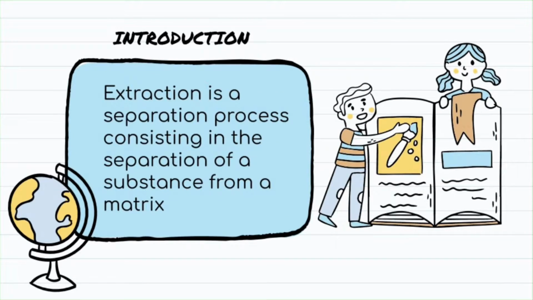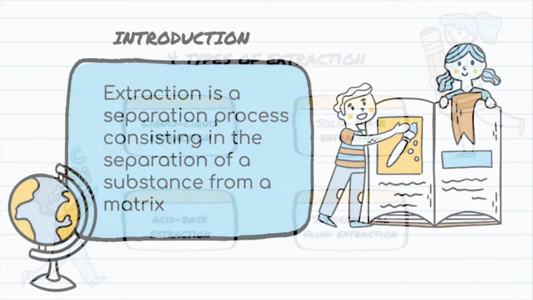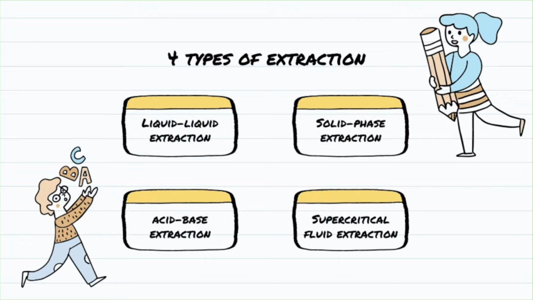Extraction is a separation process consisting of the separation of a substance from a matrix. There are 4 types of extraction, which are liquid-liquid extraction, solid-phase extraction, acid-base extraction, and supercritical fluid extraction.